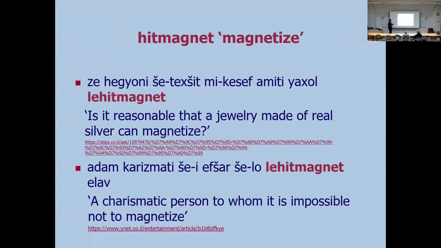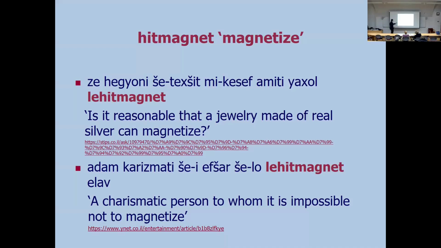I'll just show a few more examples. So we have the word magnet, and the verb hitmagnet, to magnetize. Again, it can be the literal meaning. Here I'll read the example: זה הגיוני שתכשיט מכסף אמיתי יכול להתמגנט. It is reasonable that a jewelry made of real silver can magnetize.